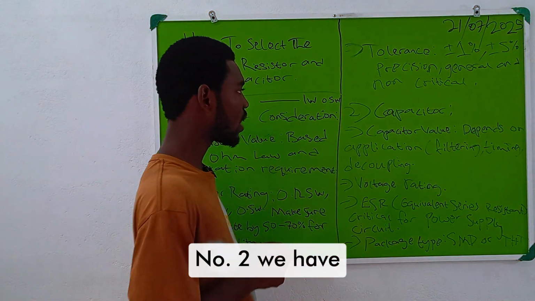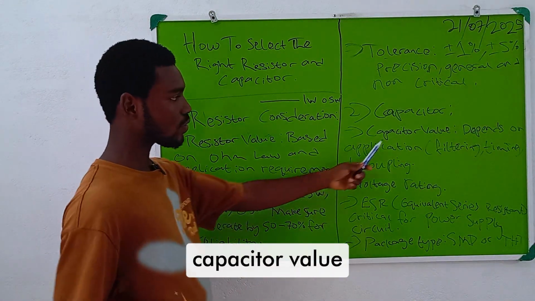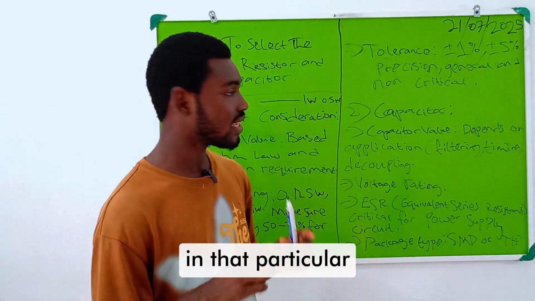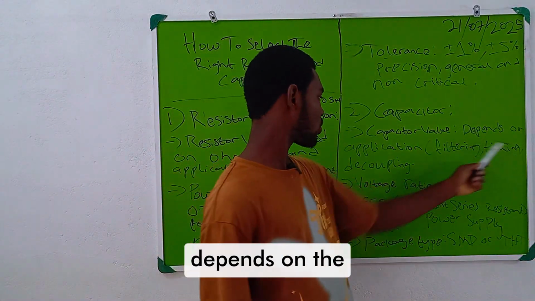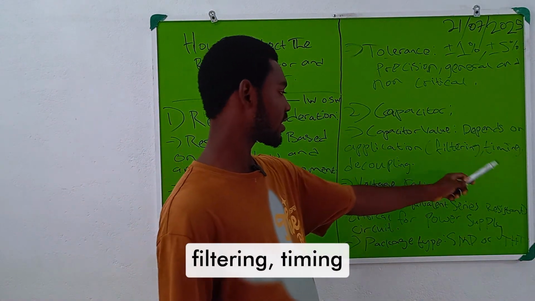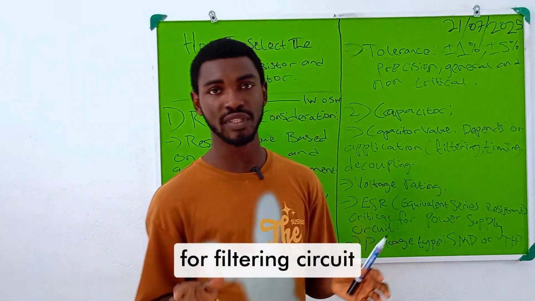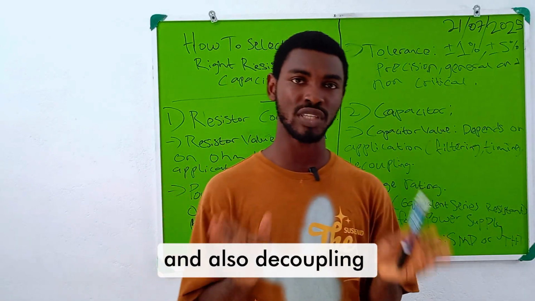Heading forward to number 2, we have our capacitor. We still have our capacitor value. You ought to know the value of the capacitor you're using in that particular section of the circuit, depending on the application, either filtering, timing, or decoupling. You can use capacitors for so many things: for filtering circuits, for timing circuits, and also for decoupling circuits.